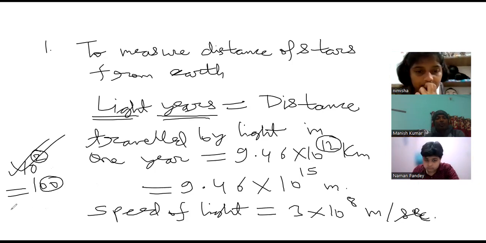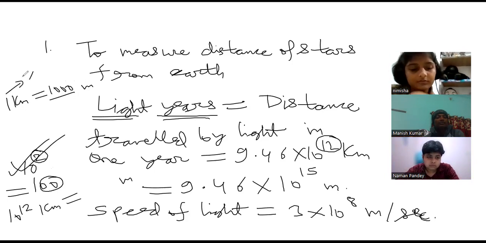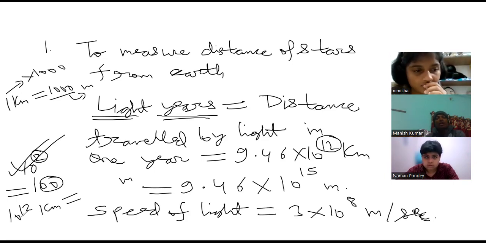Now 10 to the power 12 kilometer can be converted into meters. How to convert kilometer to meters? 1 kilometer is equal to how many meters? 1000 meters. 1 into 1000 is 1000, isn't it? We have multiplied this by 1000. The same way, here also 10 to the power 12 will be multiplied by 1000. 1000 can also be written as 10 to the power 3.